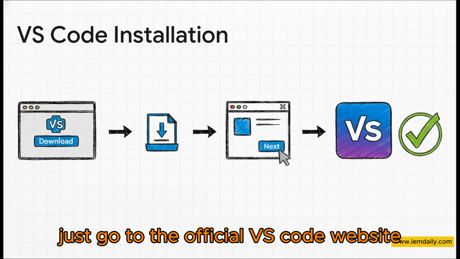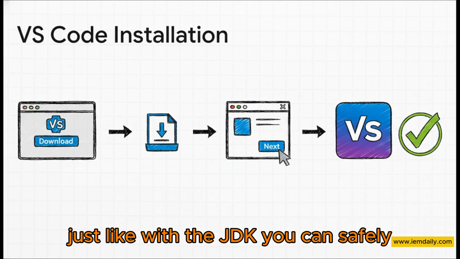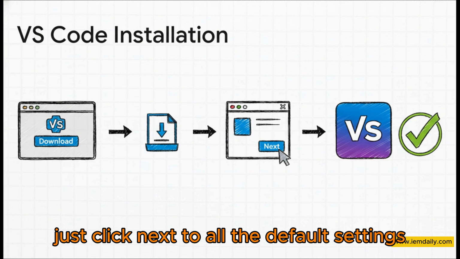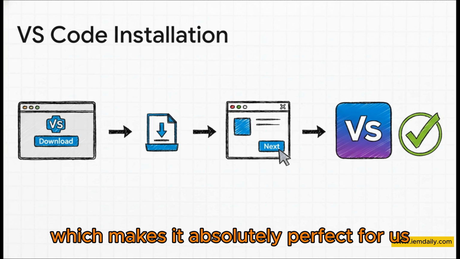Just go to the official VS Code website, download the installer for your computer, and run it. Just like with the JDK, you can safely just click next to all the default settings. It's a fantastic tool, it's free, and it has amazing support for Java, which makes it absolutely perfect for us.